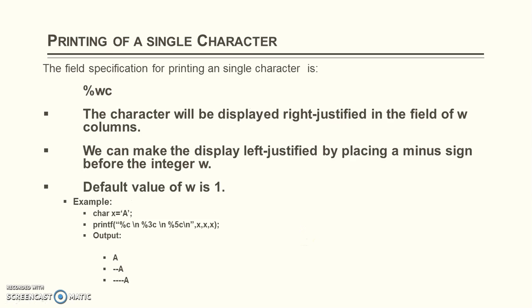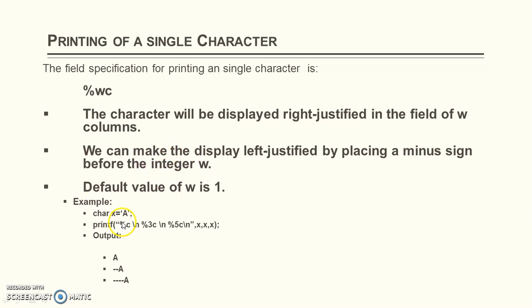Now let's discuss how you will print a single character in some formatted space. So you have to write %Wc. The character will be displayed right justified in a field with W columns. We can make the display left justified by placing a minus sign before the integer value W. By default W will be 1.